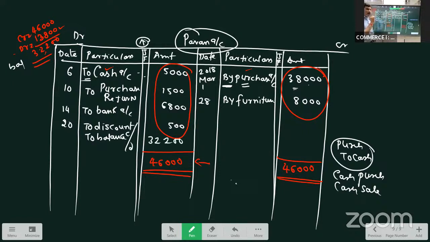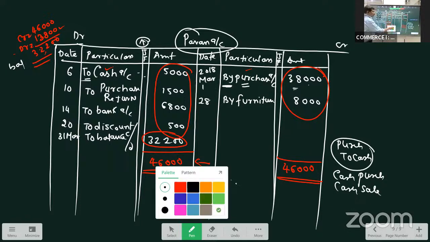32,200. When do we do the balancing? At the end of the month. What is the month we are doing? March. So on 31st March, we balance the account. So what is our closing figure? Balancing figure is 32,200, isn't it? Now, the same balance has to be brought forward for the next month, right? Now see, in this case, which side is heavy? Credit side is heavy, right? So we say that Pawan account is showing credit balance.